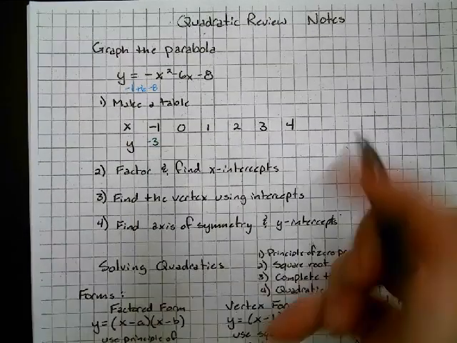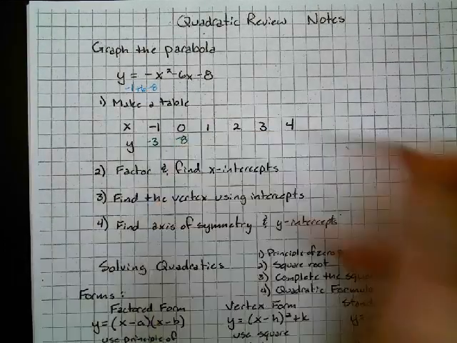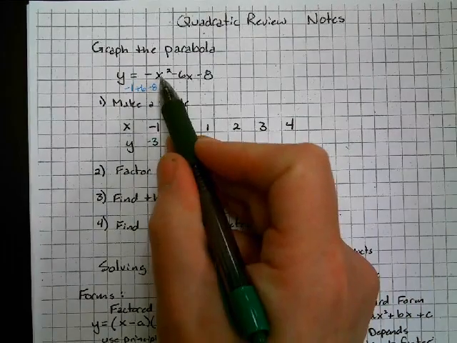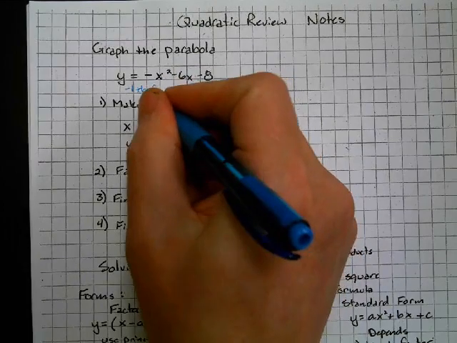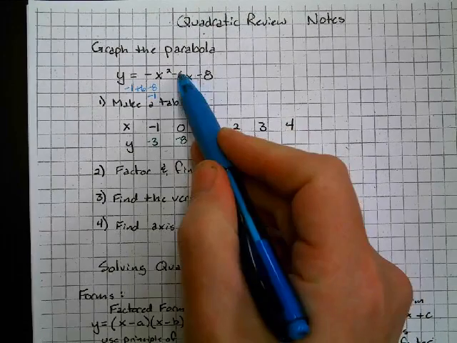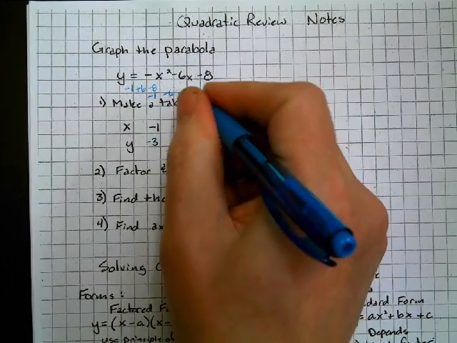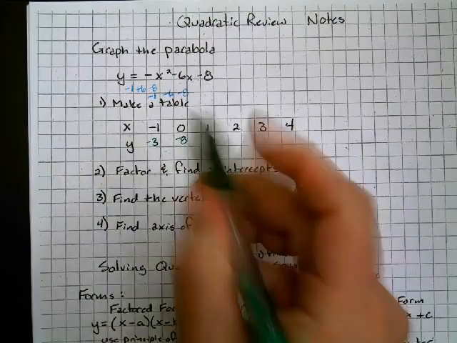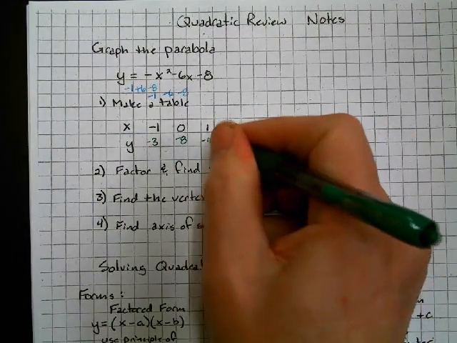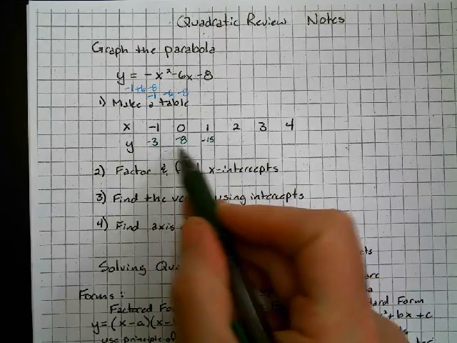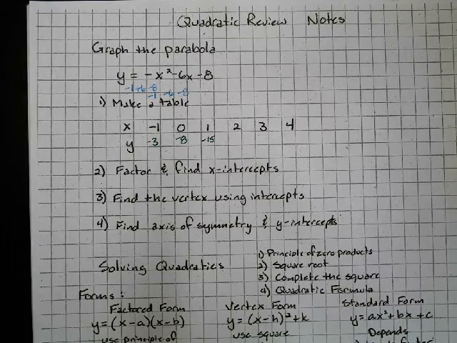There's my y value. I plug in 0. That's pretty easy. 0, 0, -8. I get -8 here. I plug in 1. 1 squared is 1, and then it's negative. So -1. And then -6 times 1 is -6. And then -8. So I got -1, -6, -8. That comes out to -15. So here we can see that our numbers are getting smaller and smaller and smaller. And I believe they will continue to do so.